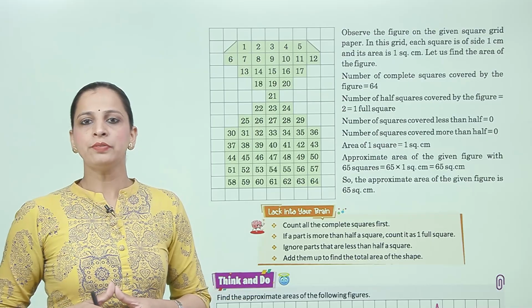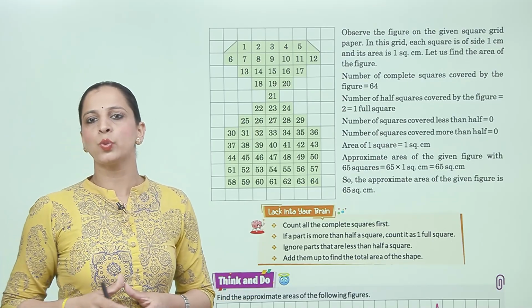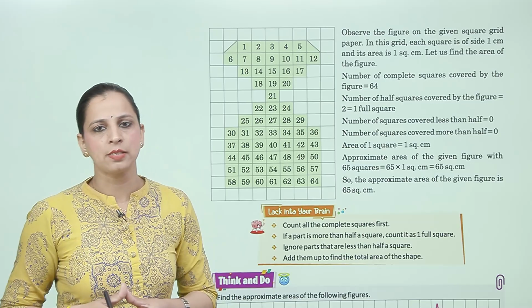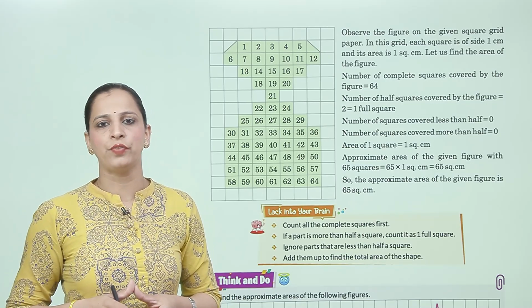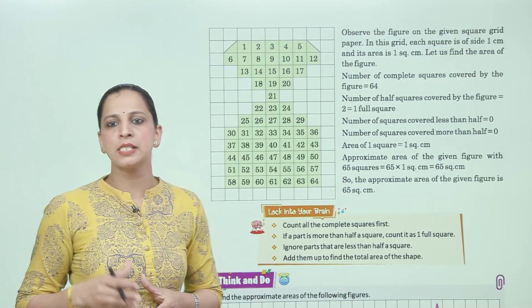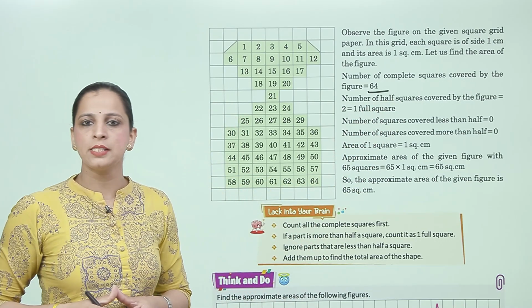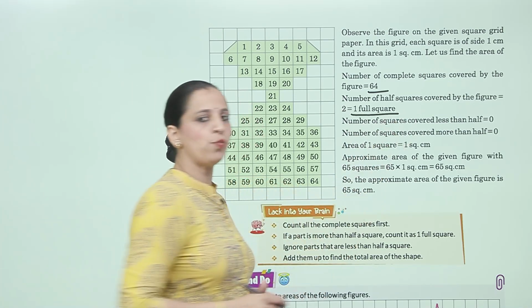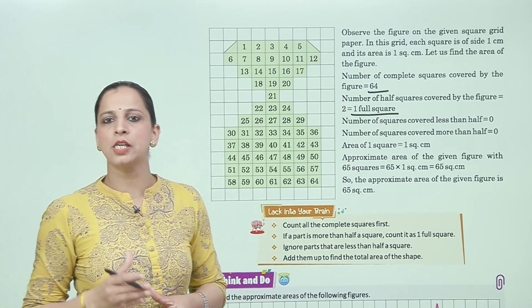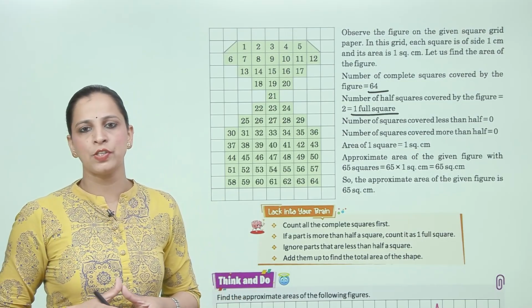Now, observe the figure on the given square grid paper. In this grid, each square is of side 1 centimeter and its area is 1 square centimeter. Let us find the area of the figure. Number of complete squares covered by the figure is 64. Number of half squares covered by the figure is 2, that equals 1 full square. Number of squares covered less than half is 0. Number of squares covered more than half is 0.